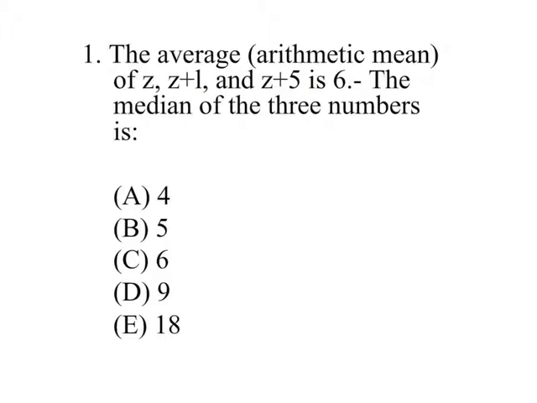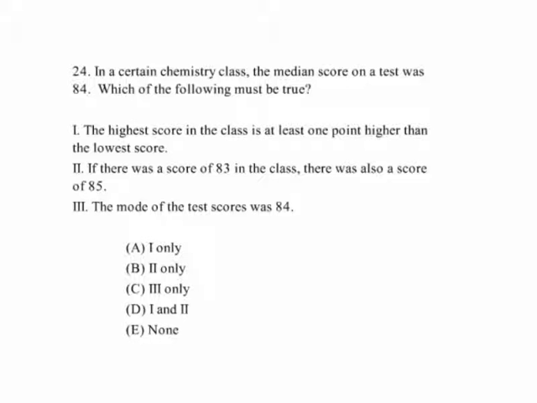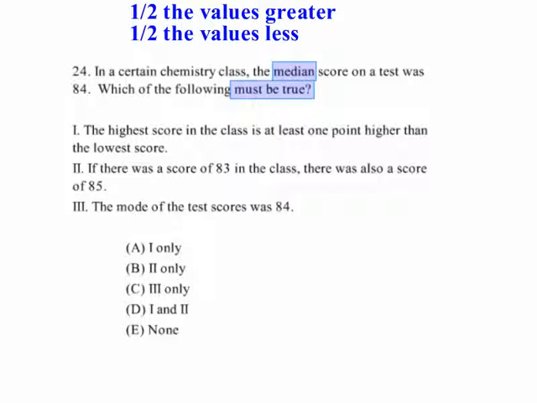Here we have a median question where we want to know, in a certain chemistry class, if the median score was 84, which of the following must be true? It absolutely has to be true. Remember, with the median, half the values are above it and half the values are below it. So in this case, looking at our answer choices, the highest score in the class is at least 1 point higher than the lowest score.